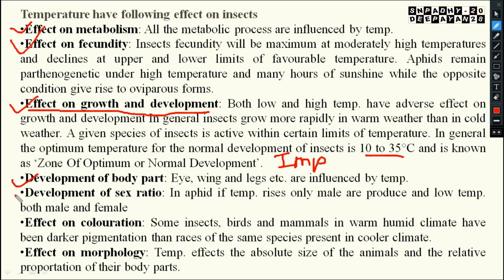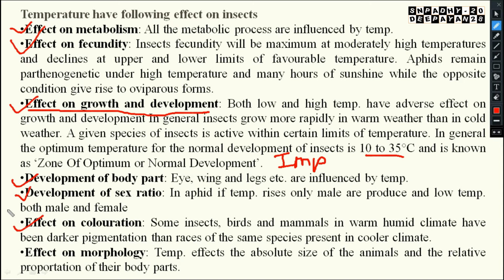Then this development of sex ratio, you already have understood that in higher temperature range what will happen, aphids will reproduce only male through your parthenogenesis, but in lower temperature they will undergo oviparity, leading to your production of both male and female. This is the normal case. Understood? So now coming to the another one, that is your effect on coloration.